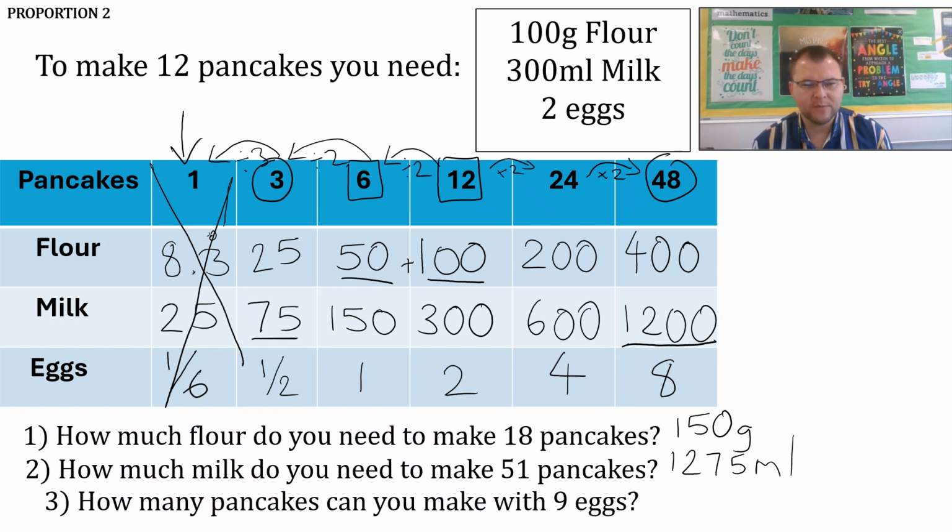But how many pancakes can you make with 9 eggs? I'm now looking at the eggs, so the last row I've written down. And if we take 8 eggs and add it to 1 egg, that is telling me I can make 48 pancakes with 8 eggs and another 6, okay, giving me a total of 54 pancakes. That's the 8 eggs equals 48, 1 egg equals 6 pancakes.